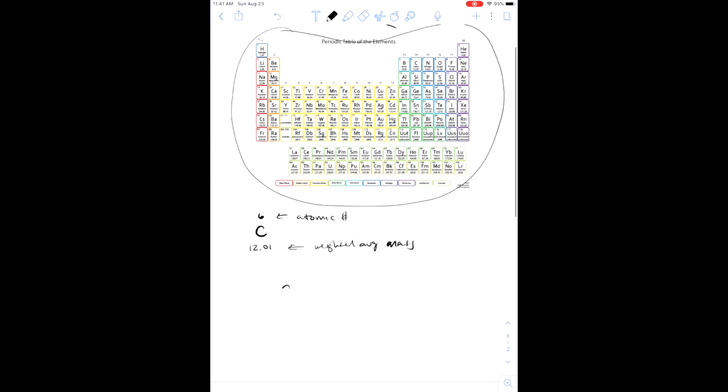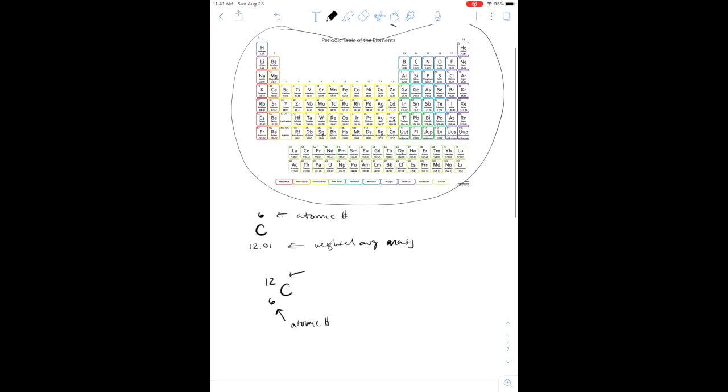And we say weighted average because it's the average of all of the isotopes that are on Earth. So we can also write elemental symbols like this with the atomic number on the lower left as the subscript and then the mass number as a superscript. Okay, so this is an example of carbon 12. And so remember, the nucleus is composed of protons and neutrons.